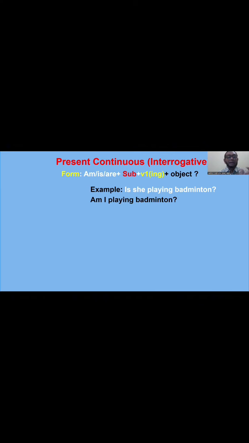Okay. Now, present continuous interrogative. How to form or how to build present continuous interrogative sentences? The formation or the structure: before the subject, we have to use am, is, or are. Then subject, then verb plus ing plus object. Verb 1 must be used in the base form of the verb. Example: is she playing badminton? Clear now. If it is an assertive sentence, you have to say that she is playing badminton. And in case of present continuous interrogative, is must be used before the subject. Is she playing badminton? That is the example. Then, am I playing badminton? Because the subject is I, so am is used. Are they playing badminton? Okay.